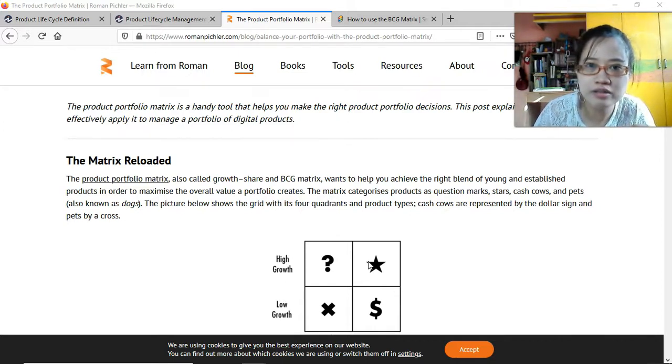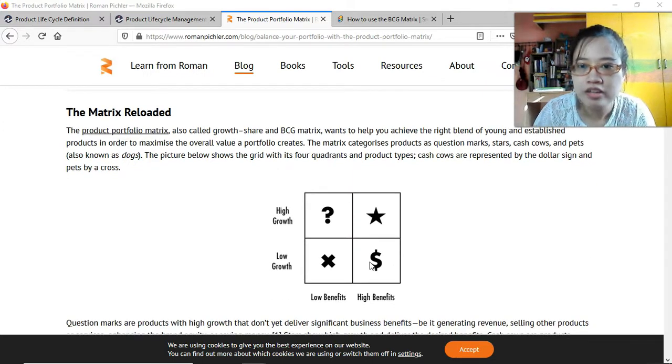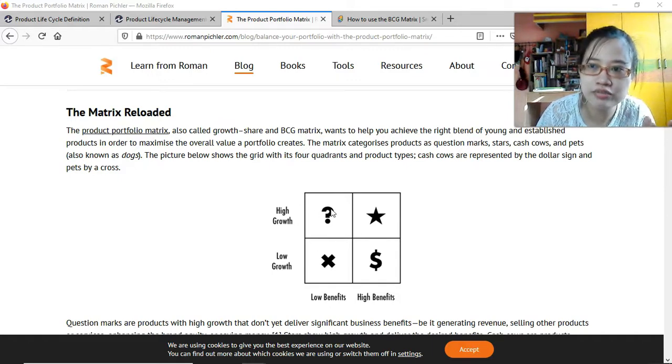And then the BCG matrix or the product portfolio matrix, they have classified the products into four, and the considerations are the growth and the benefits. Okay, so the matrix categorizes products as question marks, high growth, low benefit. Essentially, this is the beginning, right? Because you're just developing the product, so there's the potential for high growth. But since it's still at the developing stage, you're yet to introduce it to the market, so there are low benefits at that point.